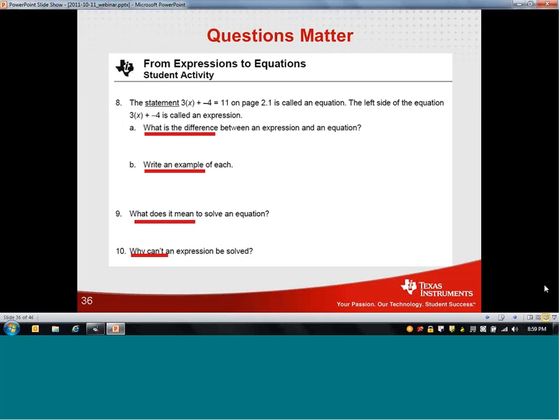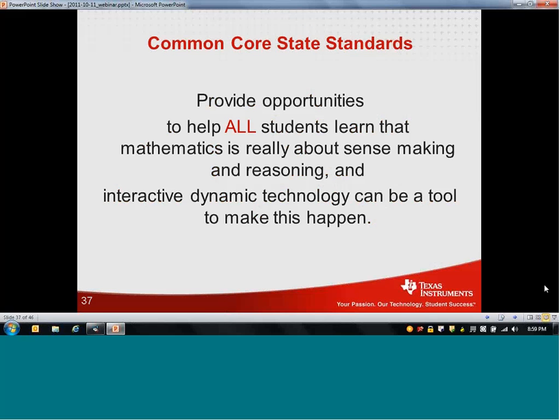These are some questions from one of those activities, and what I'd draw your attention to is, at least here, I'm not seeing very much of "calculate this" or "write down the answer." These are asking students for the difference between an expression and an equation, to come up with examples, to explain what something means, to explain why. And so those kinds of questions are really trying to elicit some sense-making and reasoning on the part of the student.